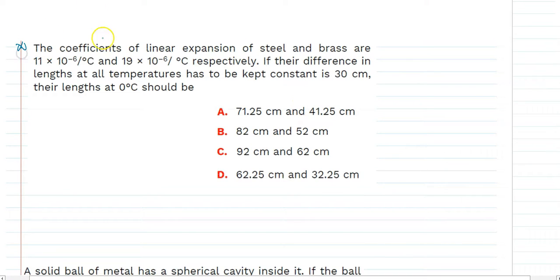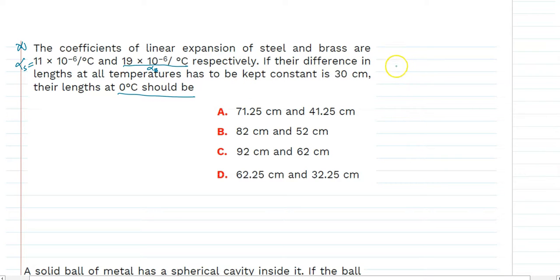You can see that the coefficient of linear expansion of steel and brass are 11 into 10 to the minus 6 per degree C and 19 into 10 to the minus 6 per degree C respectively. This is alpha S for steel, and this is alpha B for brass. If the difference of their lengths at all temperatures is to be kept constant at 30 centimeter, then their length at 0 degree C should be found. Since the difference stays constant, the changing length will be the same with the same temperature difference.